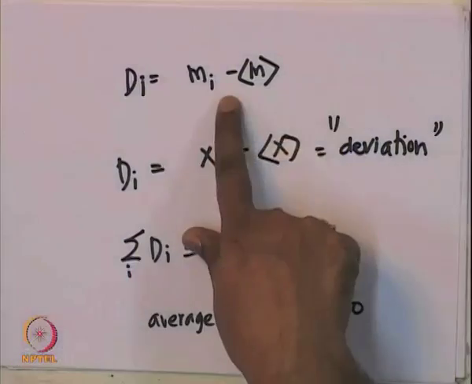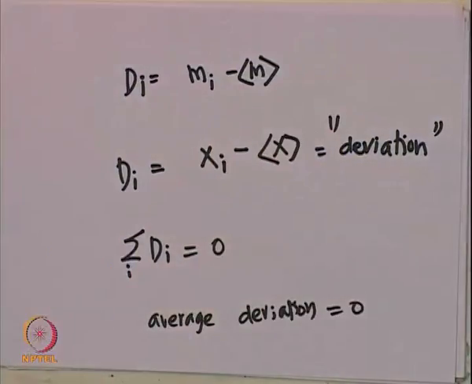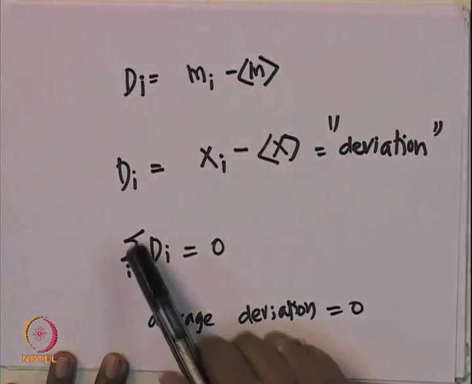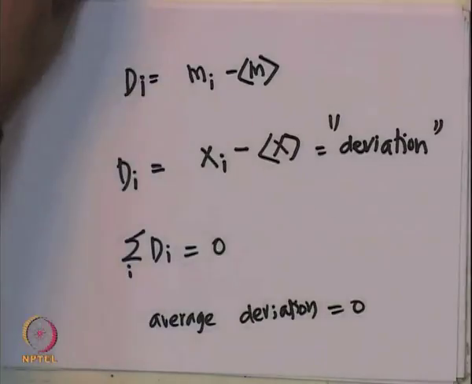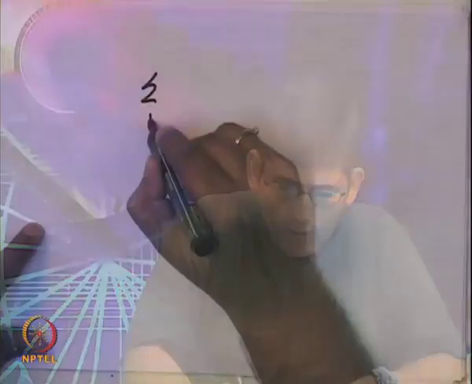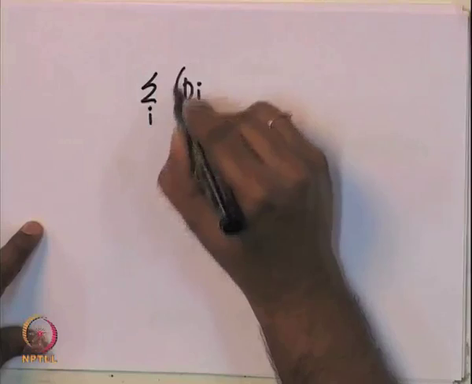If in any case the sum is 0, the next thing you do is find the square and then sum. What does that mean? We had d_i equal to m_i minus m average, and the sum over i of d_i was 0. So instead of finding the sum over i of d_i, I can find the sum over i of d_i square.